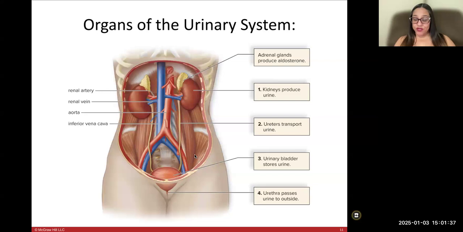Here are all of the general organs of the urinary system. It's actually pretty simple compared to some of the other systems we've gone over. The adrenal glands are on top. They produce aldosterone, among other things. Then the kidneys produce urine. Ureters transport the urine. The urinary bladder stores the urine. And then the urethra is the tube that passes the urine to the outside of the body.